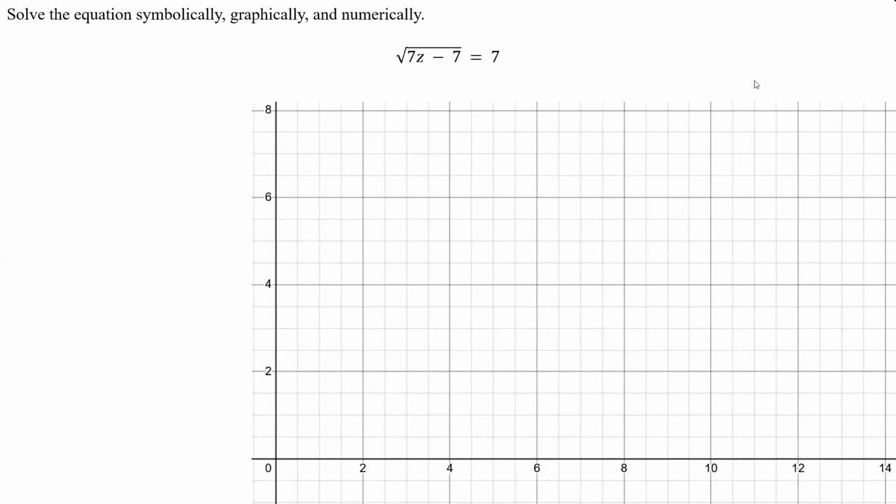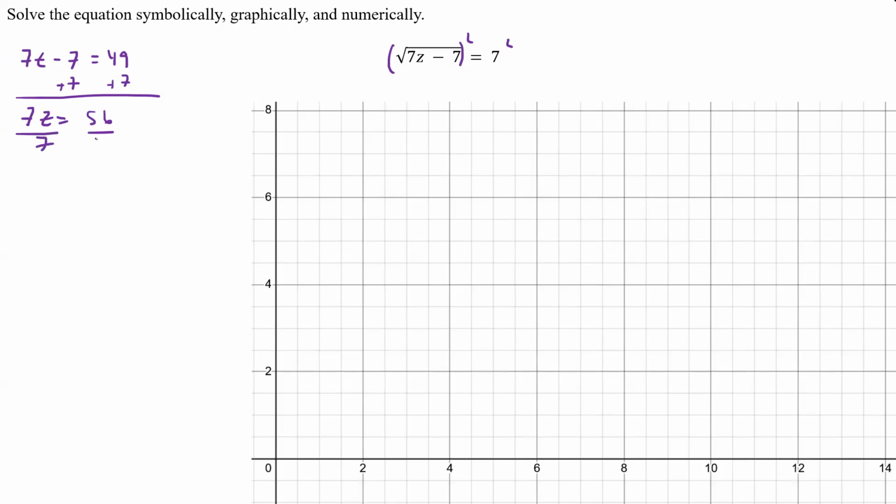All right, so here we're supposed to solve the equation symbolically, graphically, and numerically. So let's start by doing it symbolically. What we're going to do is square both sides. So that gives us 7z minus 7 equals 49 plus 7. So 7z equals, then we have to add 7 here, and that's going to be 56.